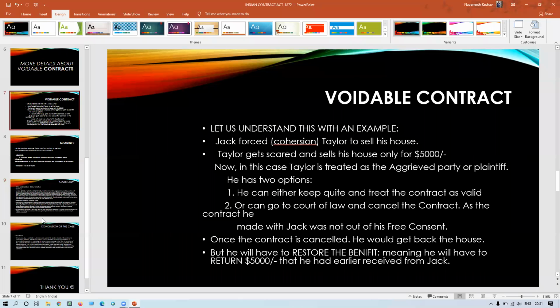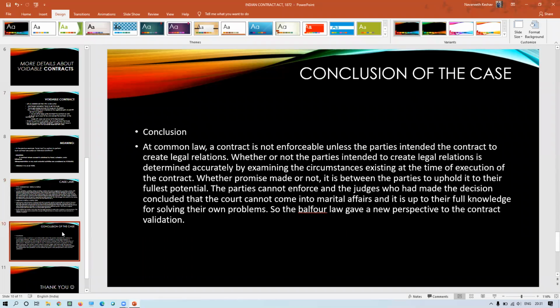So in the eyes of law, a relationship between a husband and wife doesn't really have to come to the conclusion that it is a contract. It can be an agreement but not a contract. It can be a social relationship, not from a legal perspective, right? Yeah, it's just a social relationship. True. Okay, thank you.